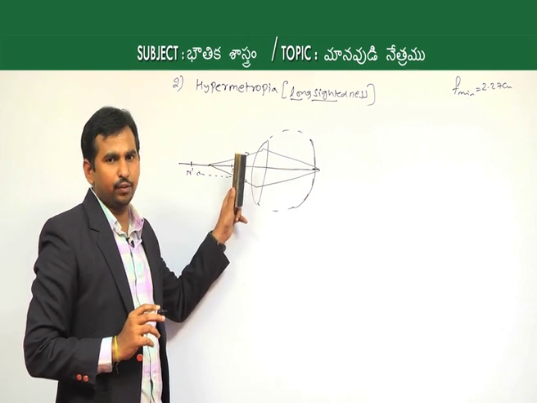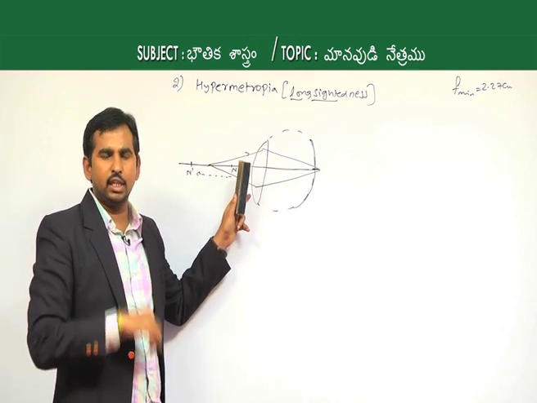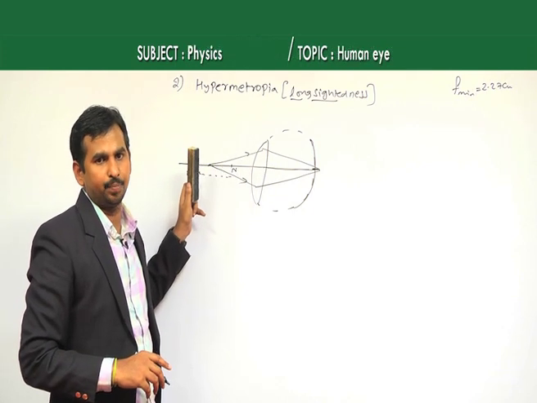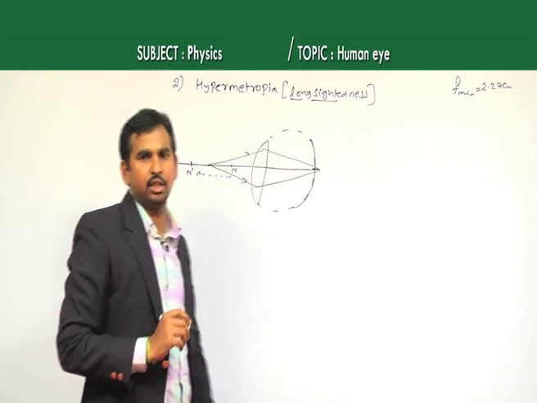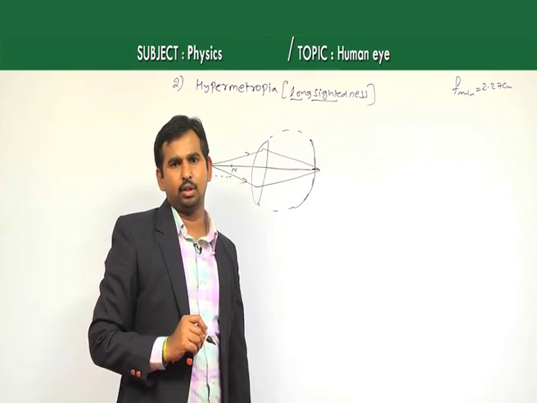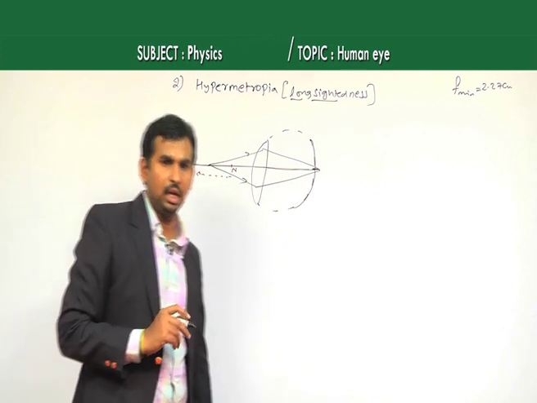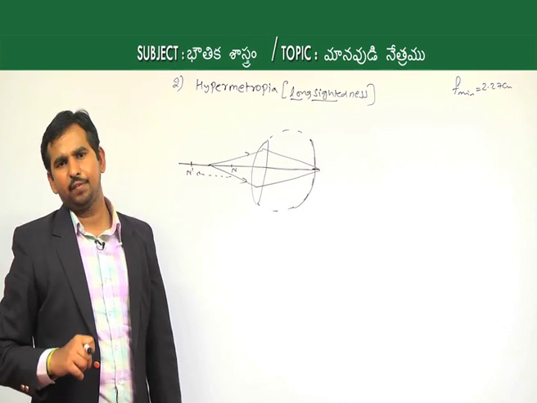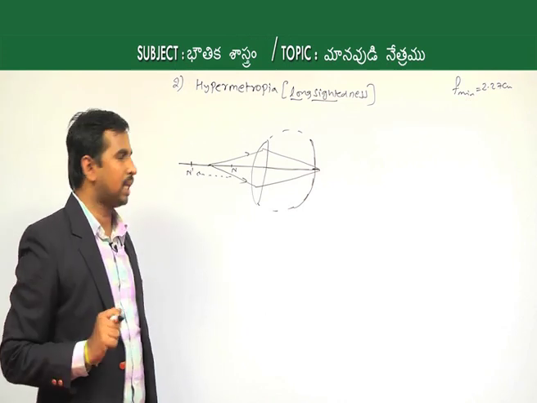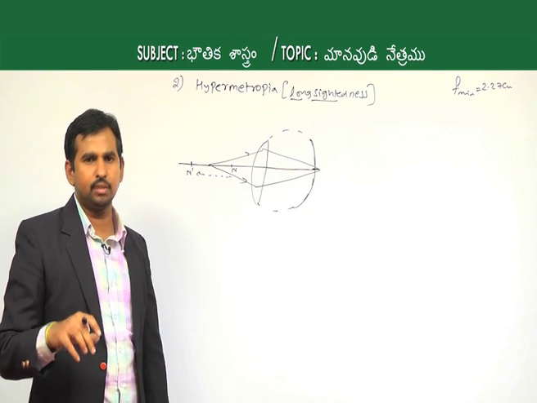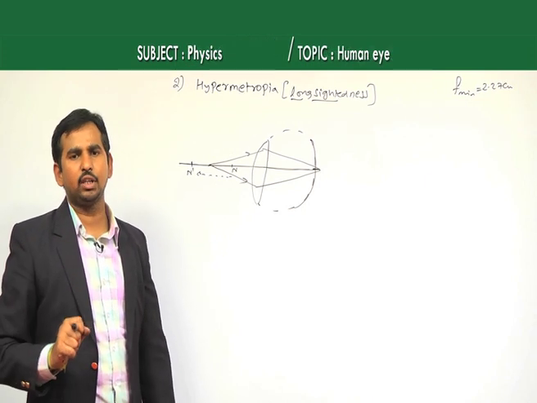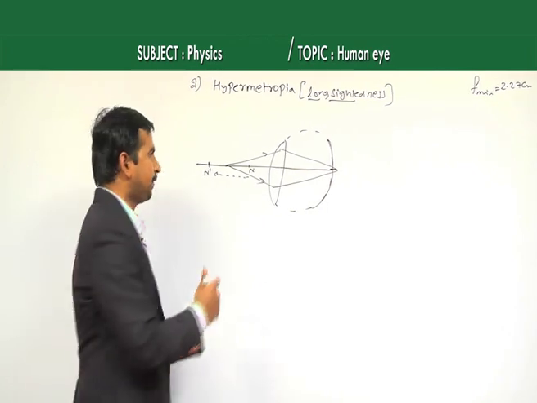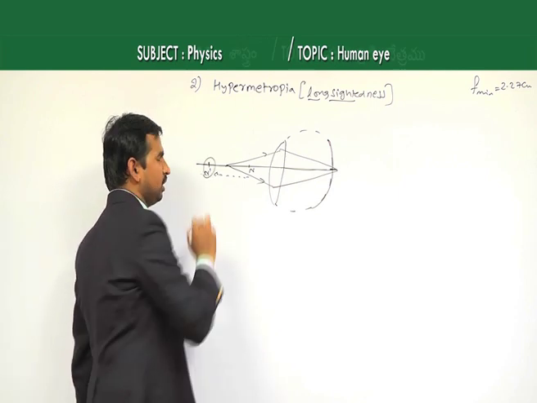Actually, it is at 25 centimeters, but the eye is not able to see at the near distance, which means the near point is shifted to a greater distance. That point only we call the near point of hypermetropia. The near point definition: the minimum distance at which a hypermetropia-defected eye can see very clearly, that only we call the near point, which in our case here is n dash.